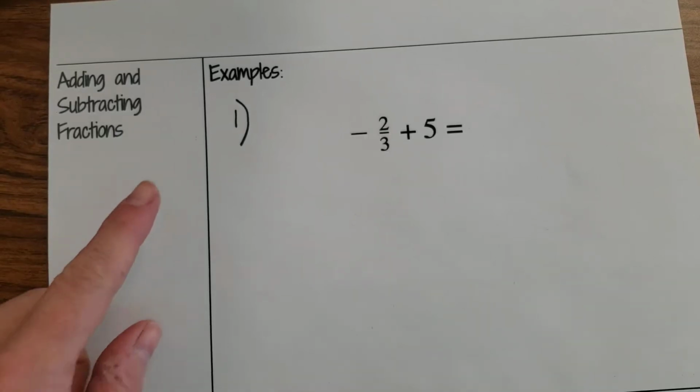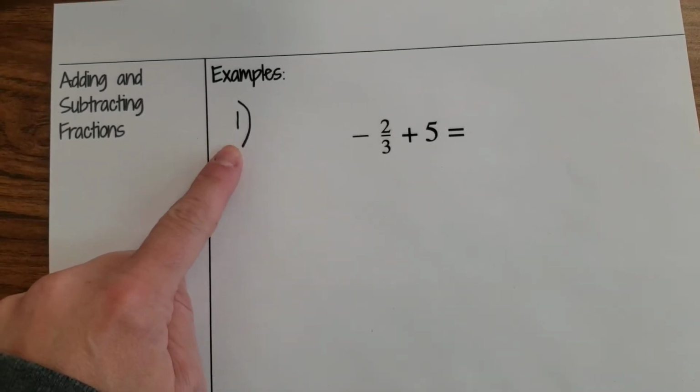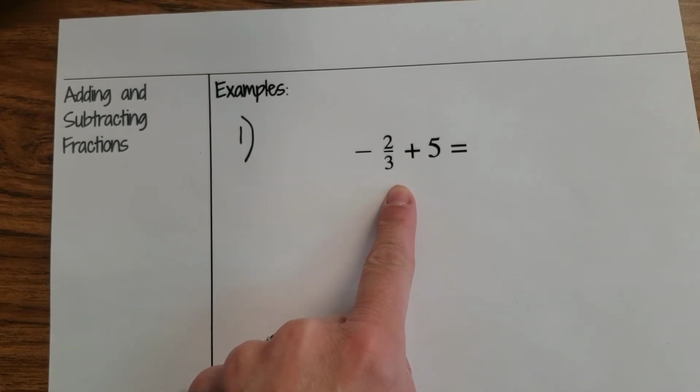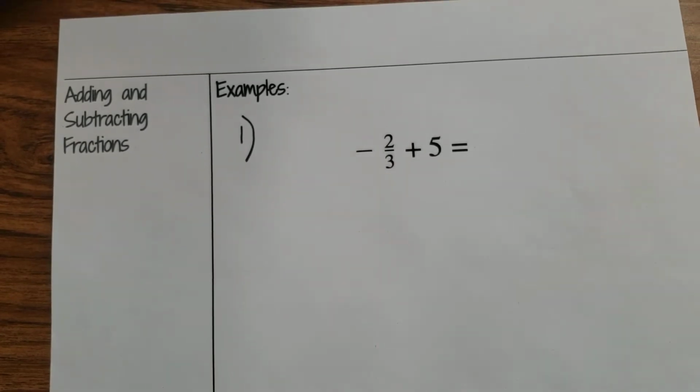All right, let's get ready for example number 1. Go ahead and write number 1 on your notes, and then I want you to copy down this problem, negative 2/3 plus 5. We're going to add these two numbers together.